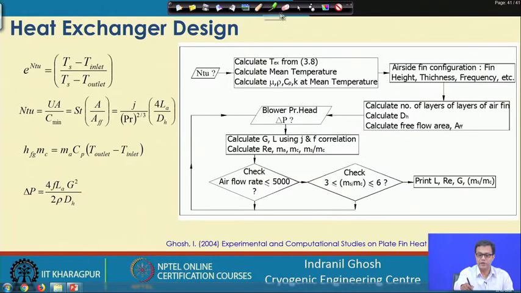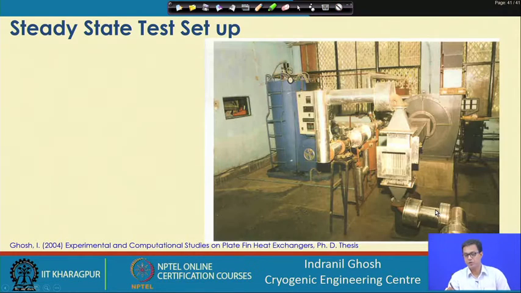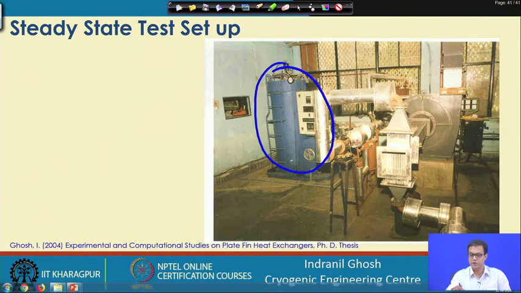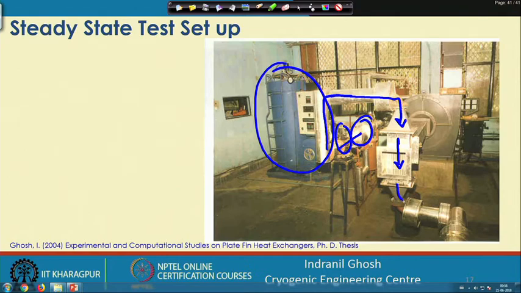Once we know the heat exchanger length, we can test it by putting it in the test section. This is the pictorial view of the test setup. This is the boiler. These are the different pressure reducing stations, pressure reducing station 1, 2, and then we have the steam coming like this. This is the heat exchanger. The steam is flowing like this and getting condensed, and then it will be following this one.